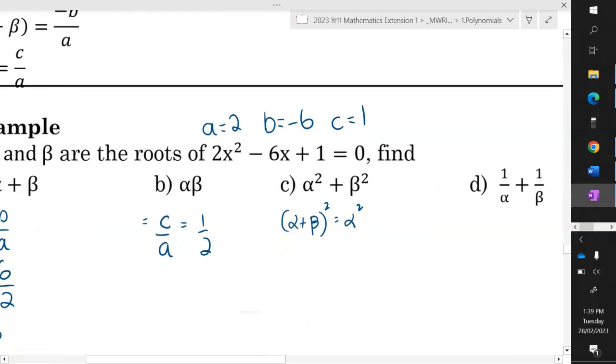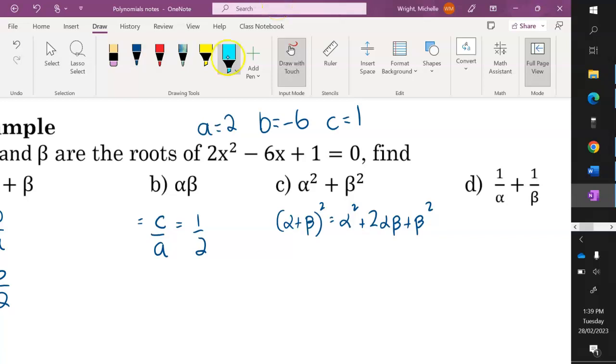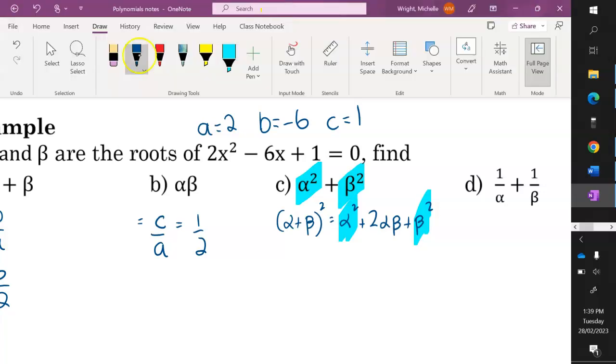Two times my first times my second, and I'd square my last term. So now what I have in there is an alpha squared and a beta squared, which is what I was after. I just need to manipulate that equation and take away the 2 alpha beta, and I'll end up with my alpha squared plus beta squared.